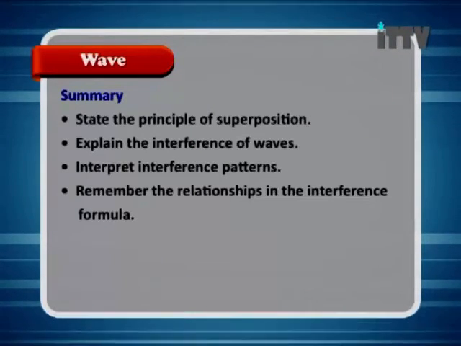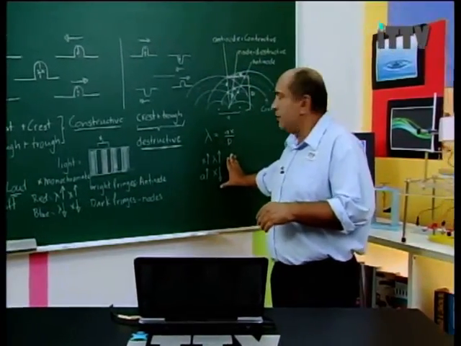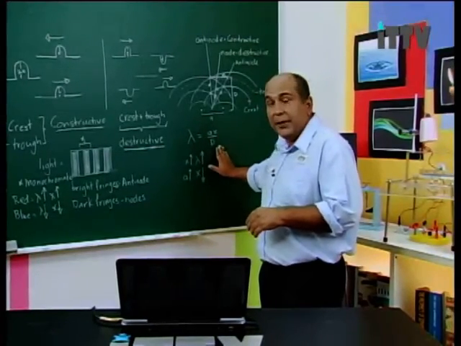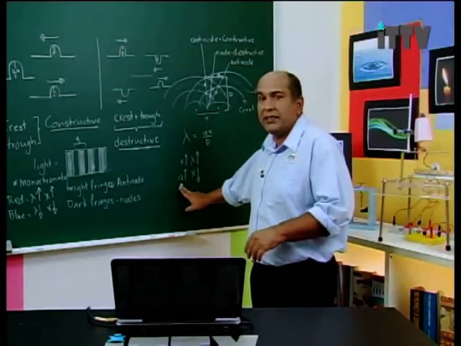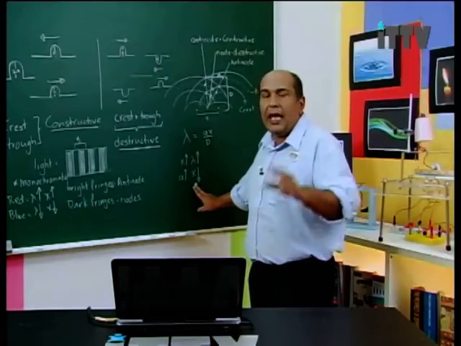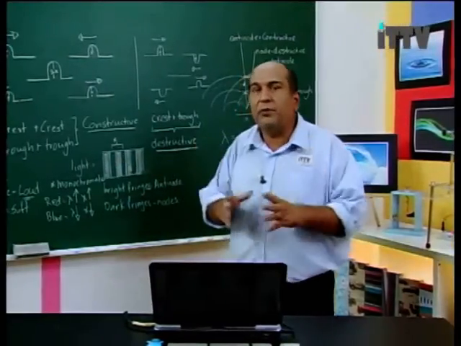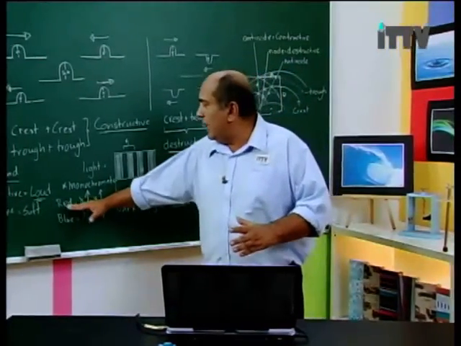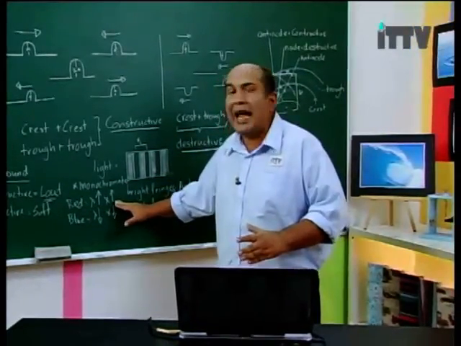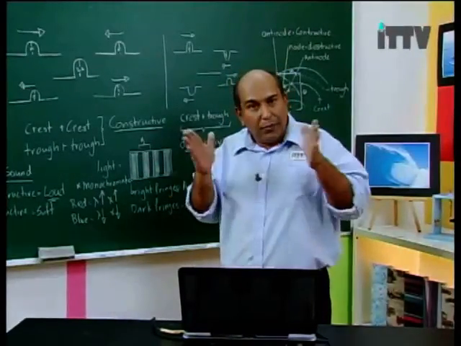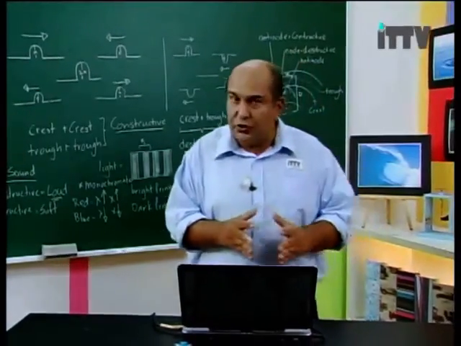Remember the relationships in the interference formula. So finally, remember these relationships over here. Your formula is lambda equals AX over D. Remember, if X increases, lambda increases, and if A increases, X decreases. And key to this is remember about light, okay? Especially the relationship between X and lambda. Red light has a bigger wavelength or longer wavelength, therefore X, the distance between the fringes, will be further. Blue light, which has a shorter wavelength, the fringes will be closer to each other.